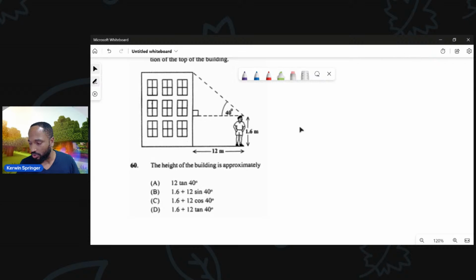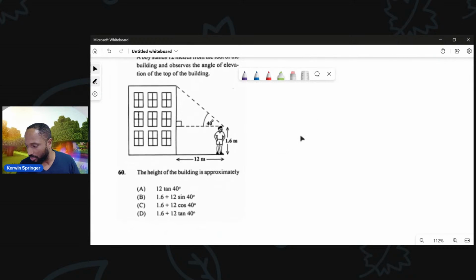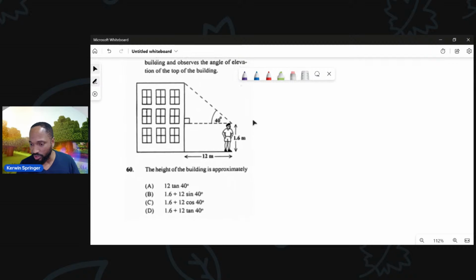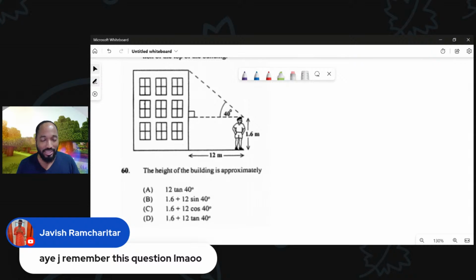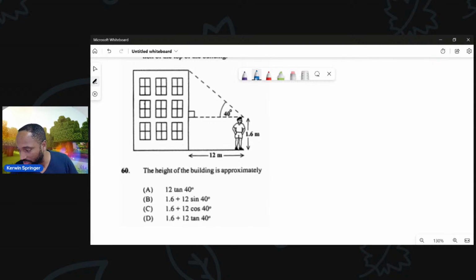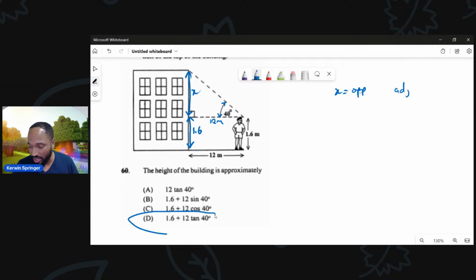So what's the answer for this question? He's 12 meters from the foot and he's 1.6 meters tall. This is a very popular question, people are saying it's D. Let's show how the answer is D. This is 1.6, and the height of the building is x. If we consider this angle, 40 degrees, x is the opposite, and 12 meters is the adjacent. So we have an opposite and an adjacent, so we use tan. Obviously it's going to be D, but let me check.